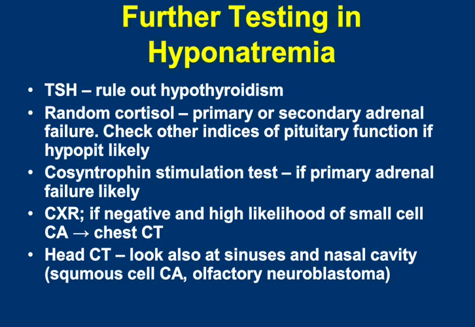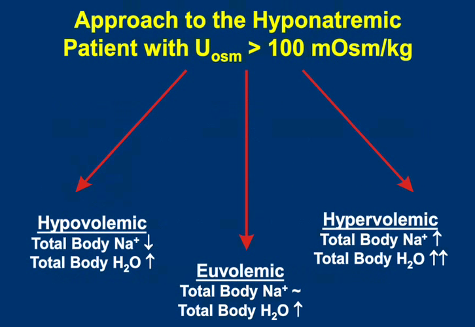So you need to look also at the sinuses and nasal cavity. You can get squamous cell CA or olfactory neuroblastoma as causes of hyponatremia. So we've done the bedside evaluation. We've examined the patient. Then we sort of break off into this very commonly used algorithm for our approach to hyponatremic patients who have a high urine osmolality.